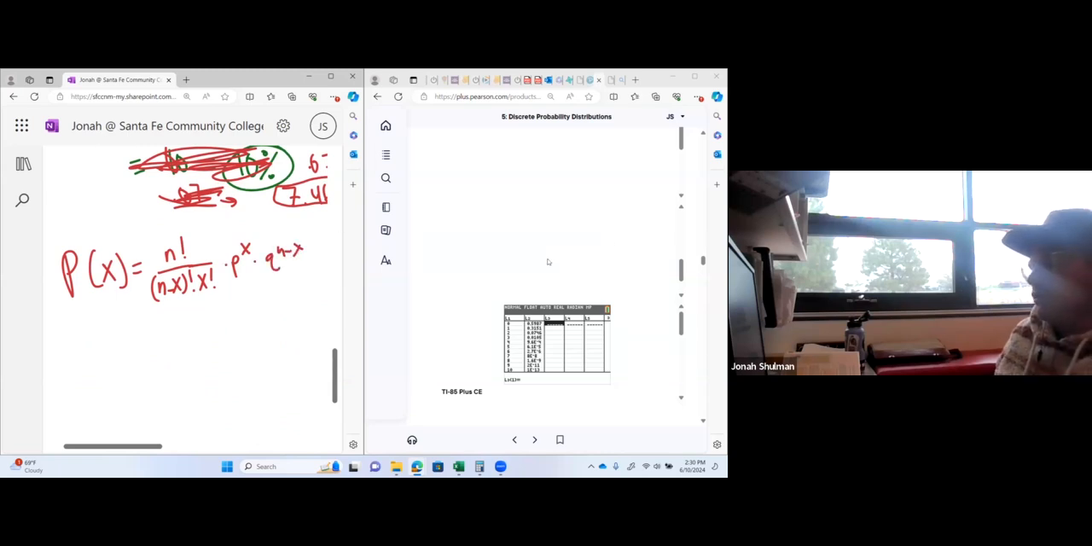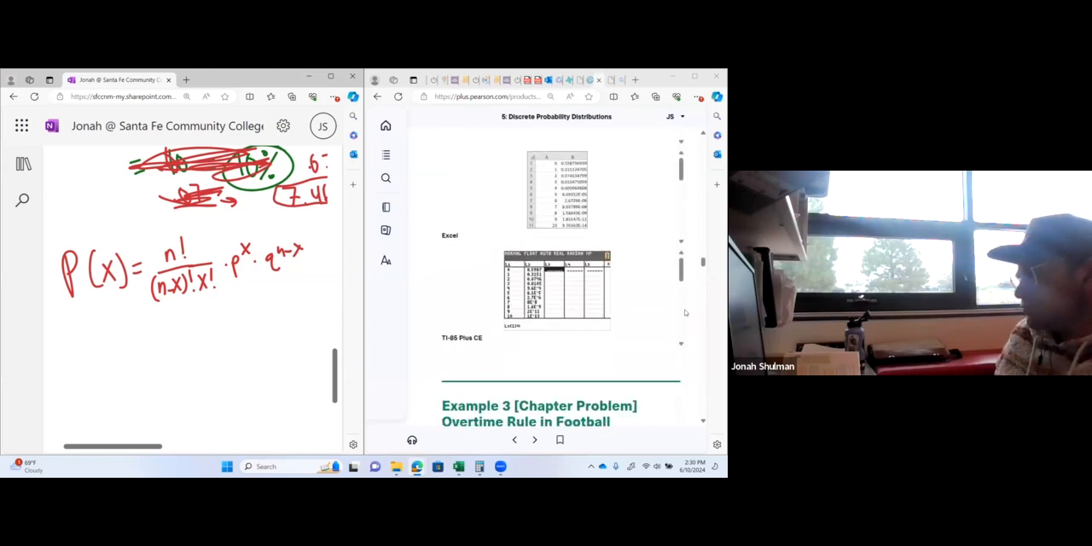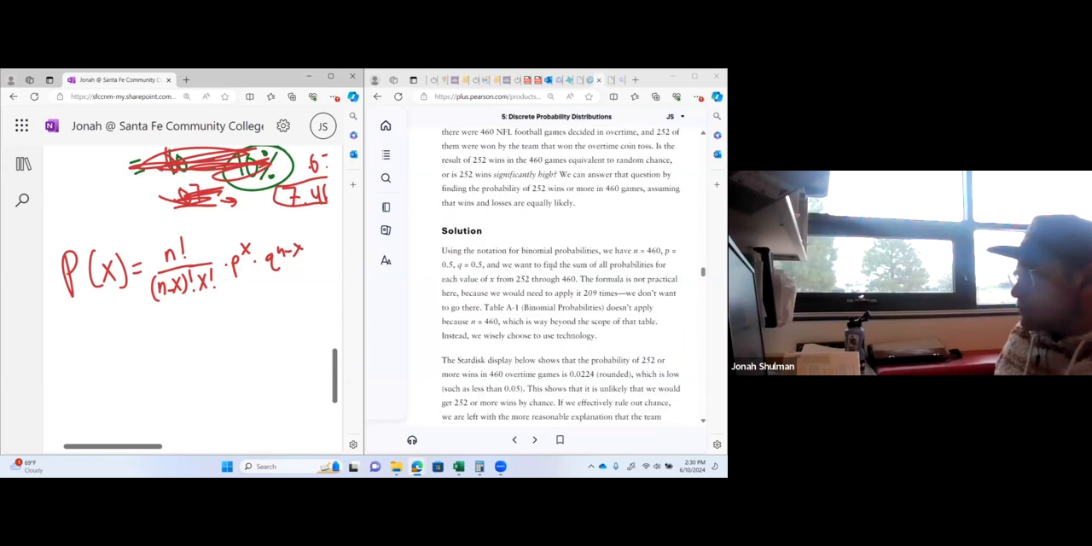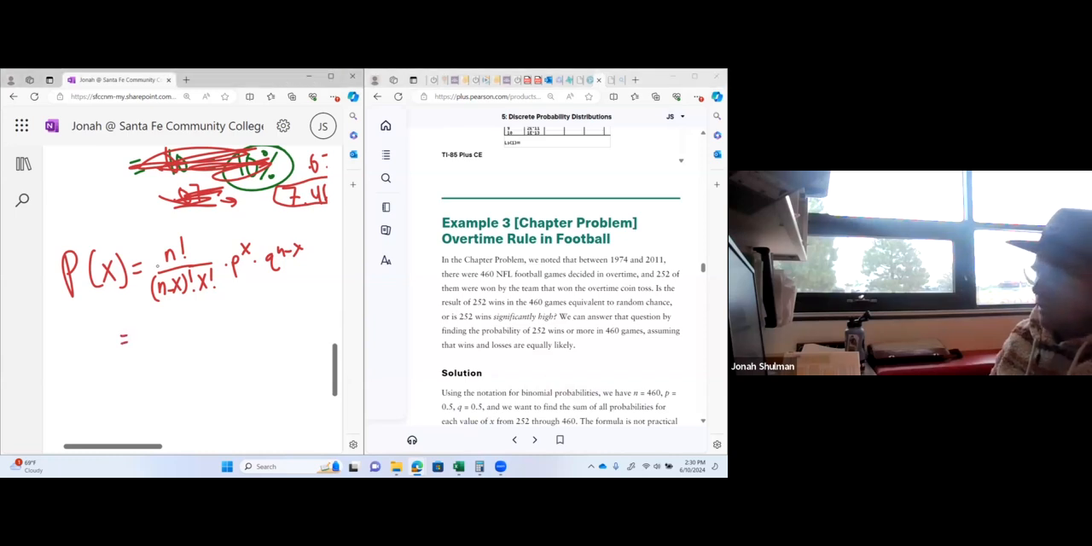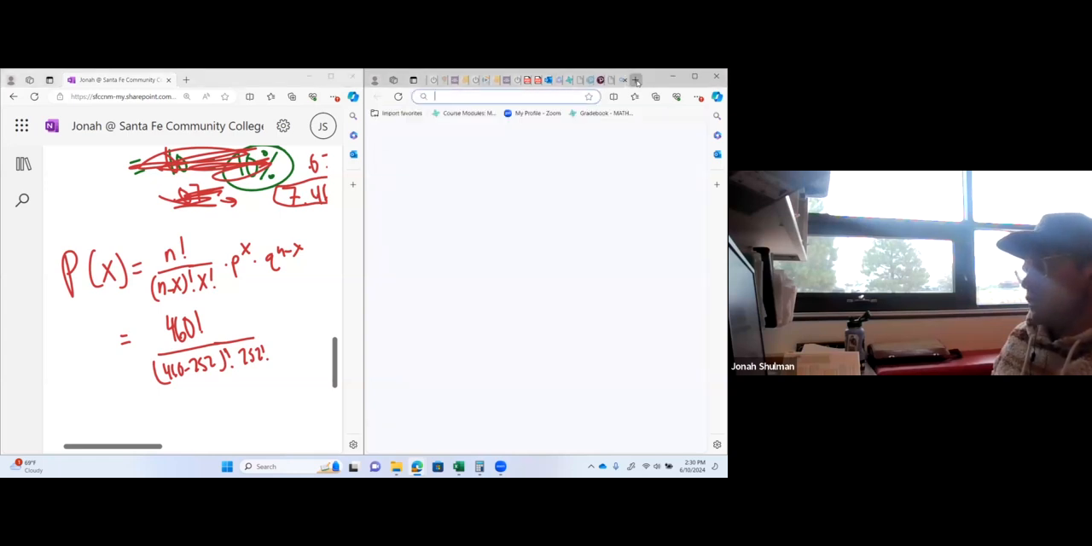All right, so we want to know for this example, how many games do we have? We got 252 wins for the 460 games. So here we go. Our n is 460 factorial, and this is going to be 460 minus 252 factorial over 252 factorial. That's the first thing I'm going to do. I'm going to use a real calculator.